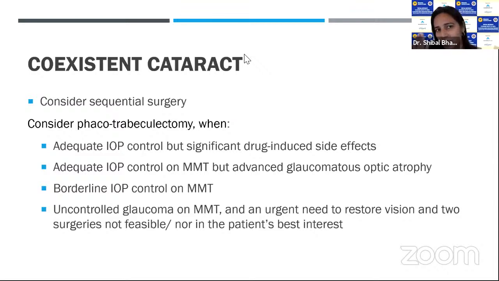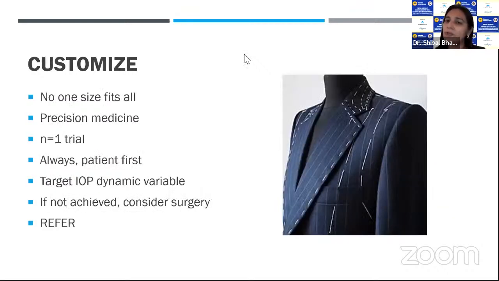Phacotrabeculectomy is to be used in certain cases only. I'm going to list them here, but you know when to do a combined surgery, more or less, especially when both are equally important and when you cannot do 2 surgeries in 2 sittings.